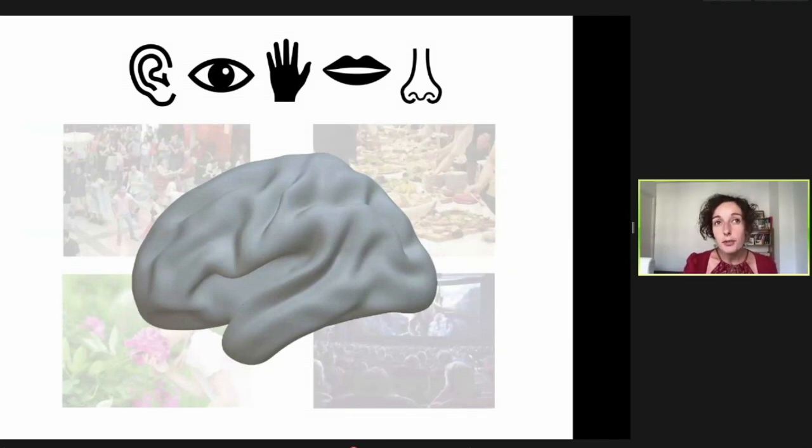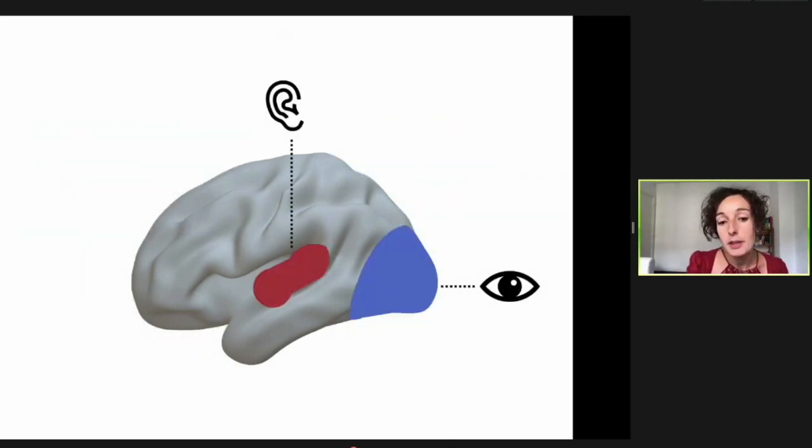The classical view of brain functioning suggests that different regions in the brain will analyze the different modalities separately. For example, the temporal cortex will analyze the auditory information, while the occipital cortex will analyze the visual information. But is this division really unchangeable?